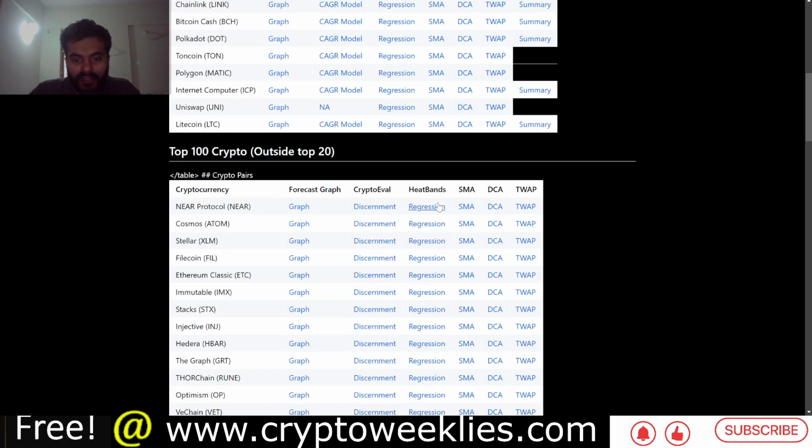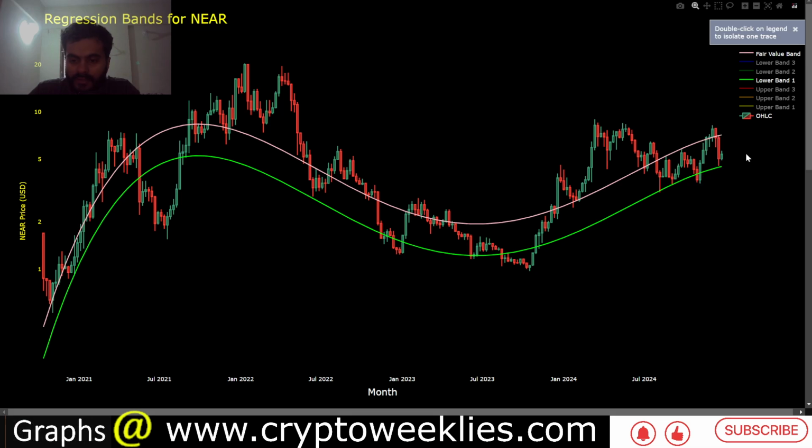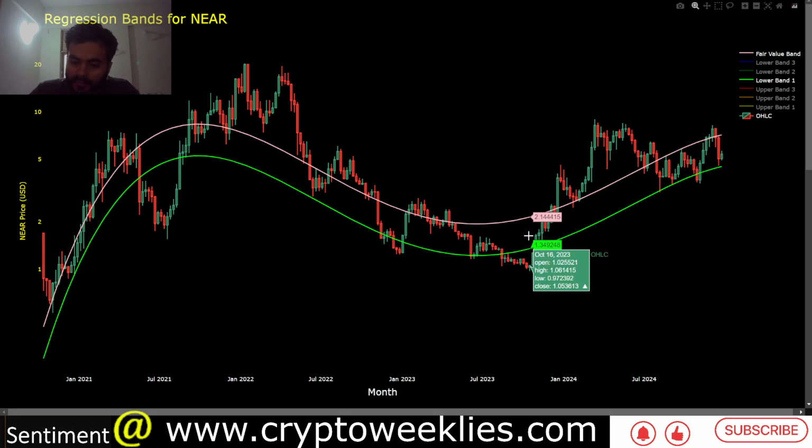In terms of analyzing the regression based valuation for NEAR, the fair value per the regression analysis is around $7.14. That means prices are close to this one standard deviation bottom at around $4.49. The purpose of this model is to analyze the relative valuations at any point in time. Price action below this green line in the bear market is a great buy per the model.